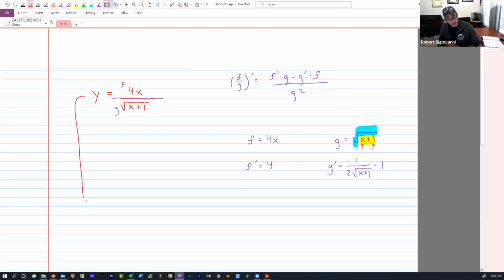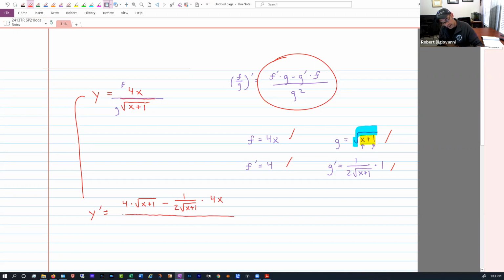Now I'm ready to find this derivative. So the derivative of this should be this formula, just plugging all these little pieces in. So f prime was 4 times g, which is the square root of x plus 1, minus g prime, which was 1 over 2 square root of x plus 1, times f, which was 4x, then the whole thing divided by, and this is about the only part of the problem that's nice, g squared, which is this thing squared. And when you square a square root, the square root goes away. So you just get x plus 1. Any questions on this?